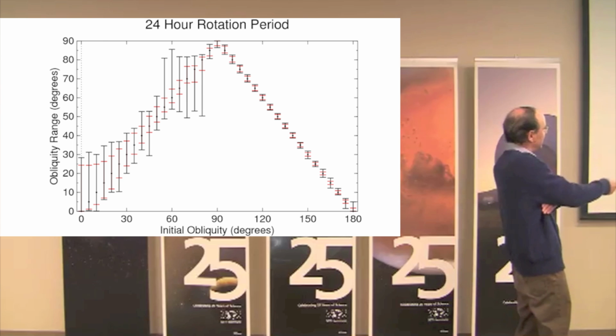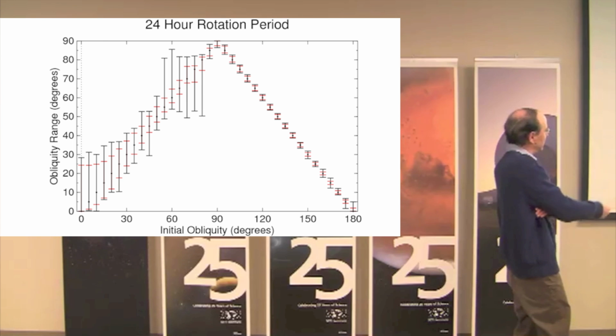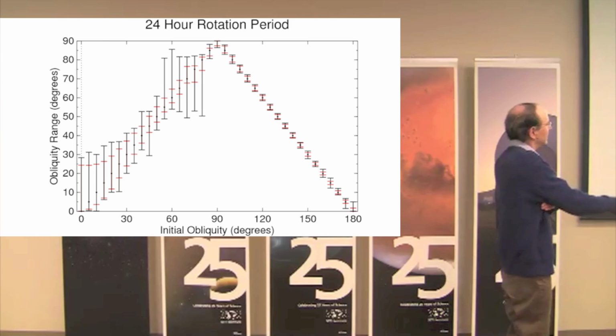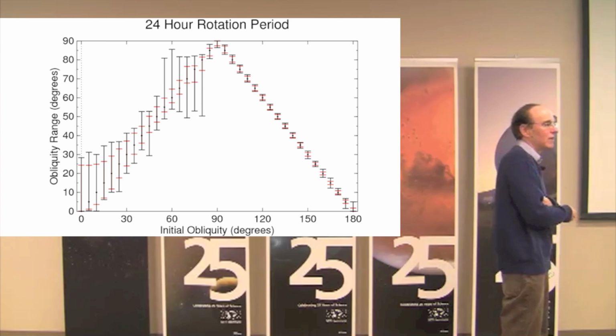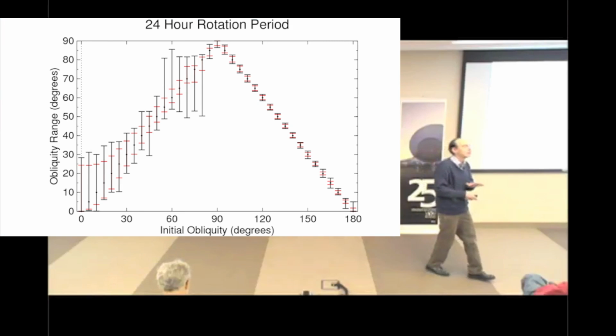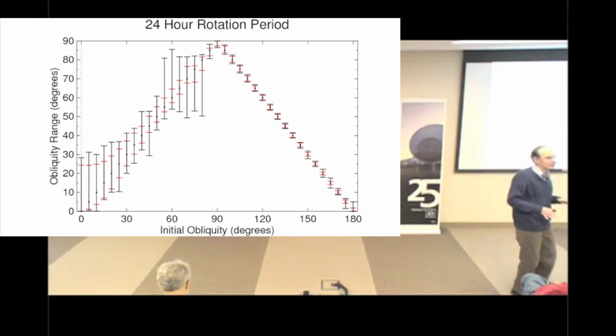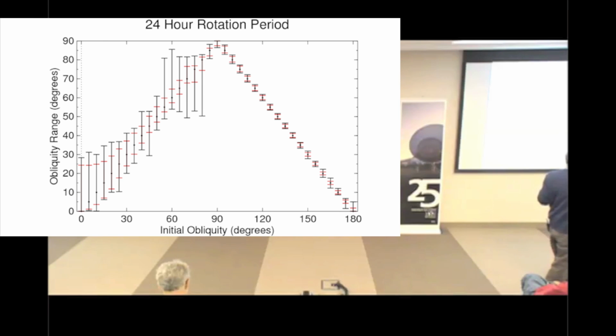So these are just putting them together, showing the large variations for prograde, the small variations for retrograde. There are different models of the origin of planetary rotation. Some say half the planets are retrograde. It's a really hard problem.